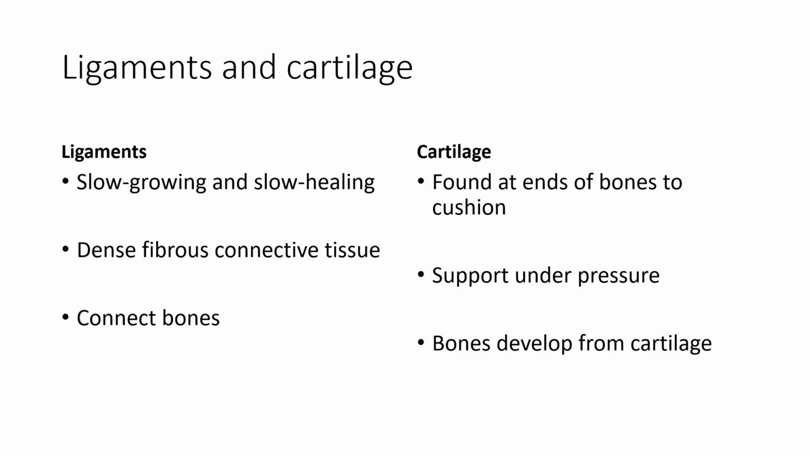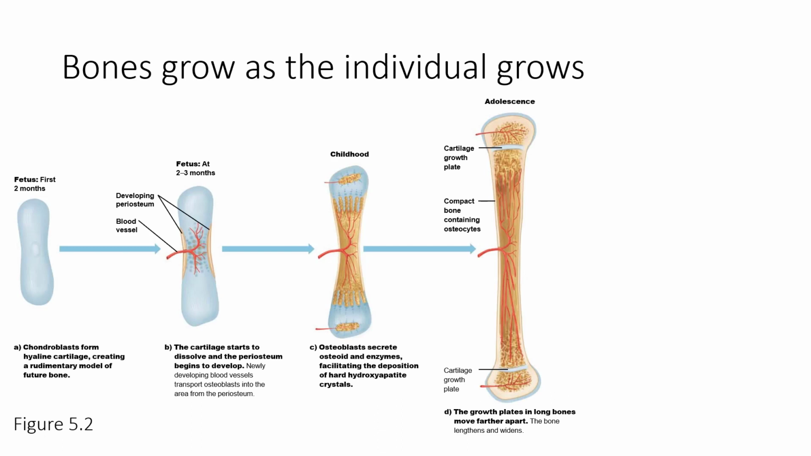Cartilage is found at the ends of bones because bones do not rub against each other. Well, if things are going well, bones do not rub against each other. And cartilage serves as support under pressure. You may want to refer back to the tissues lecture to look at the different types of cartilage found between bones. It is also notable that bones develop from a cartilage framework and a cartilage structure. And bones grow as the individual grows.